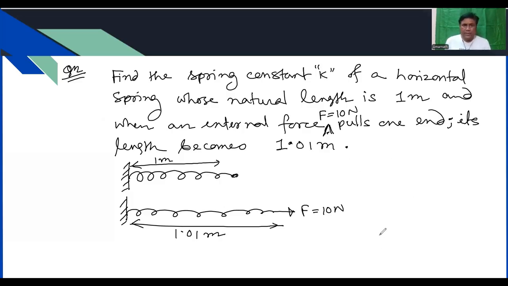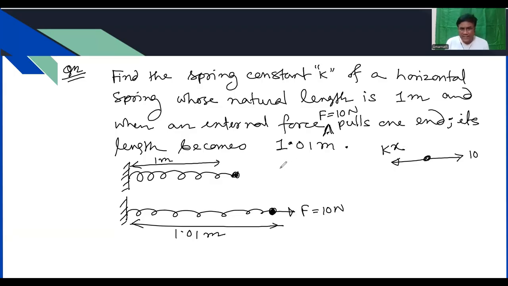So please try it. The formula is same only, equilibrium is same only. This point is at equilibrium. Rightward force must be equal to leftward force. If I draw the free body diagram of this point, the point is in equilibrium, so the rightward force is 10 Newton and leftward the spring will pull it. So it will be Kx.